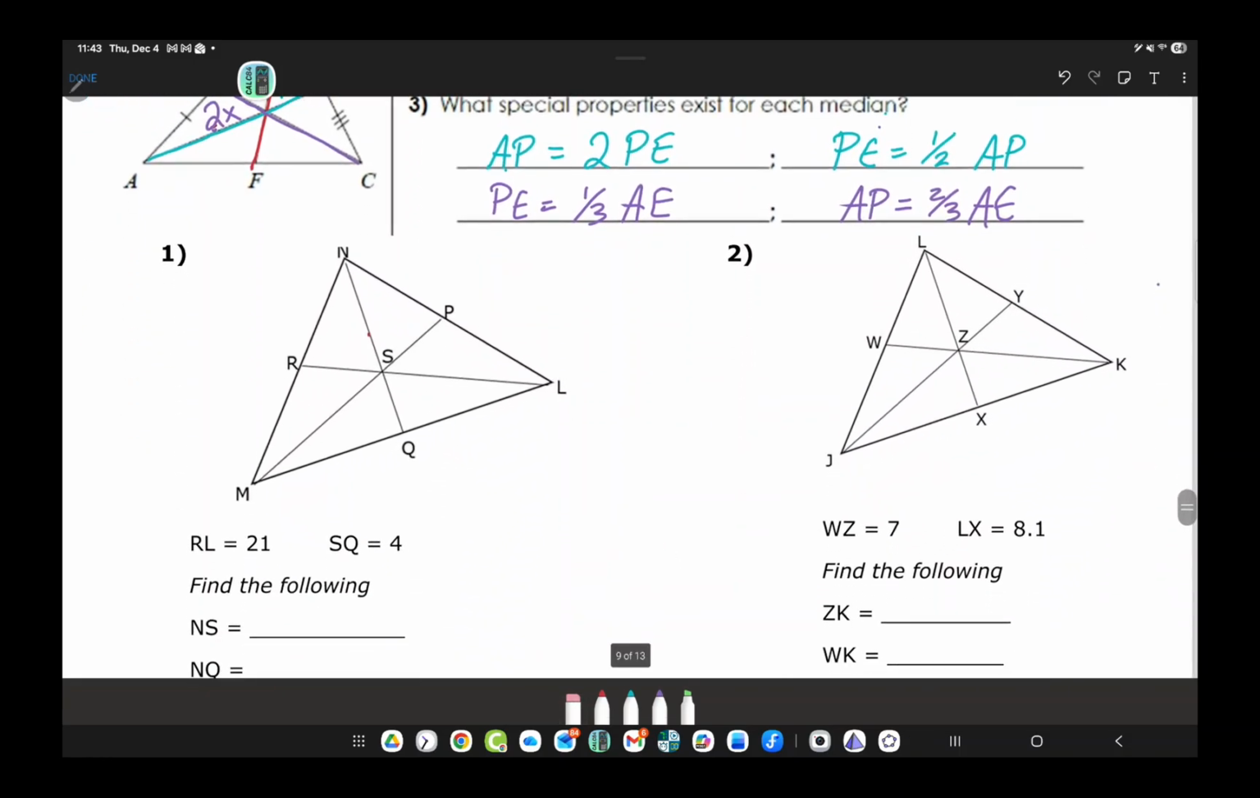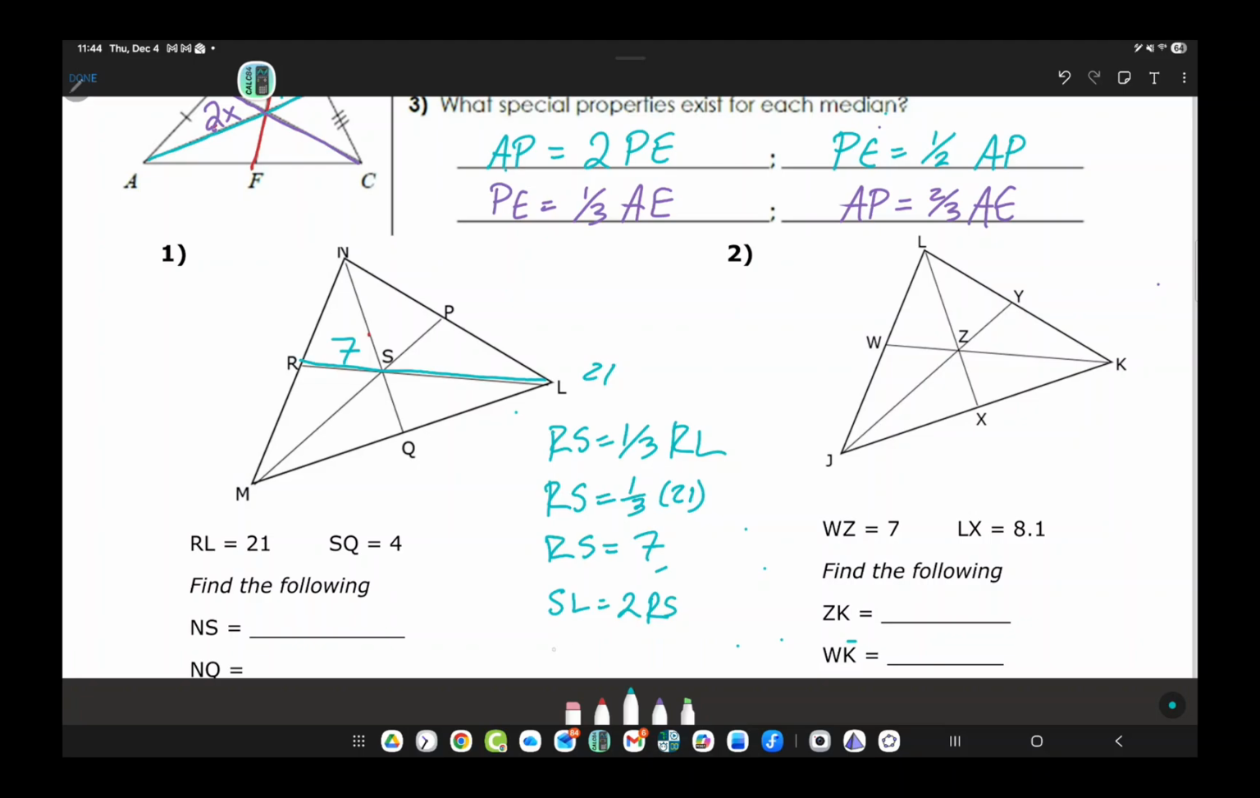So let's practice this. We are given that RL, the entire length, RL is 21. Now, if I want RS, what I can do is divide that by 3, because RS is 1/3 of RL. So RS is 1/3 of 21, which means I divide it by 3. RS is 7. Now, SL is twice RS. So SL is 2 times 7, 14.